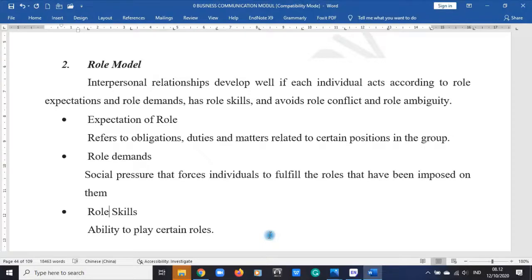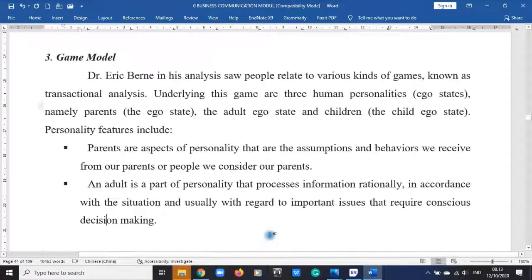We need to play certain roles in specific places. Like right now, I'm your teacher, and I will play my role as a teacher. But later, perhaps we are family, and we have a family gathering. Then I'm not your teacher anymore. I'm your family member. That's role skill.